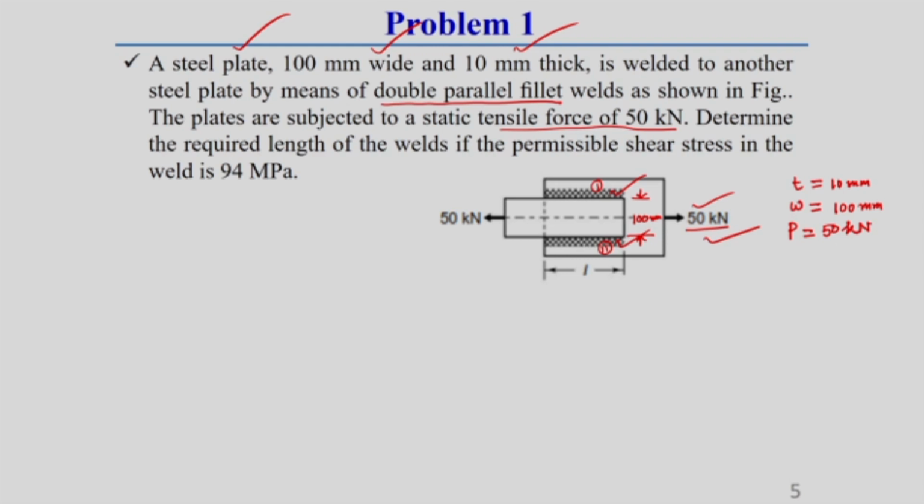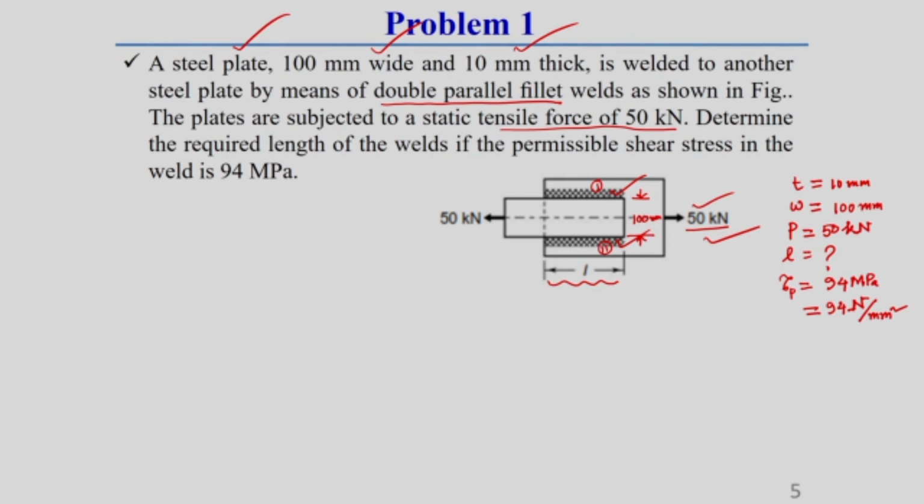This is also given. So, determine the required length of the weld. So, we have to find out what is the length of the weld L. If the permissible shear stress, so here permissible shear stress tau permissible, I am representing tau P. So, tau P here is 94 MPa. So, 94 MPa means Newton per millimeter square. This you should keep it in mind.